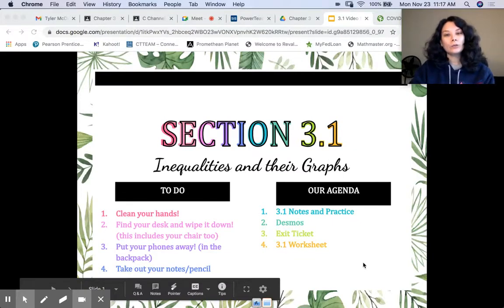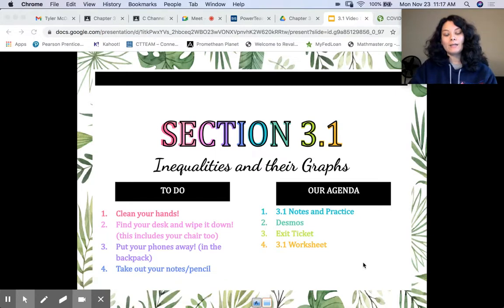I'm going to be walking you guys through section 3.1 today. You'll want something to write on and something to write with. For this particular section, we're going to be looking at some very basic concepts regarding inequalities and their graphs. So let's just dive right in.